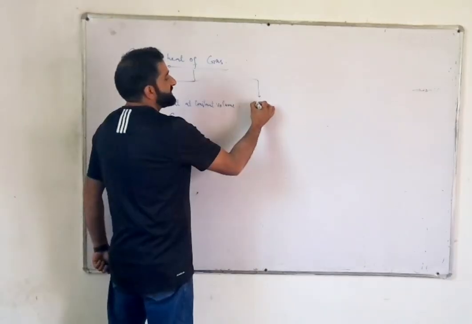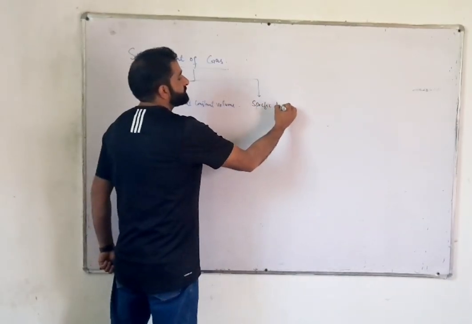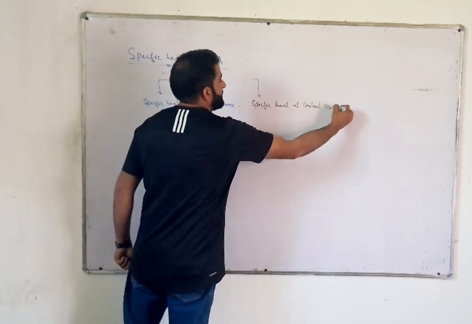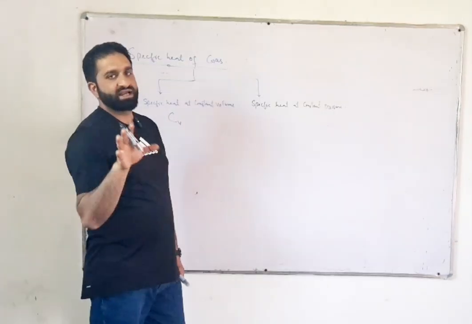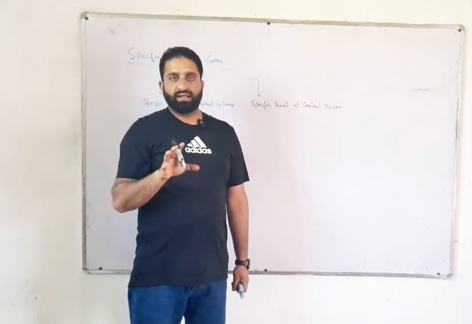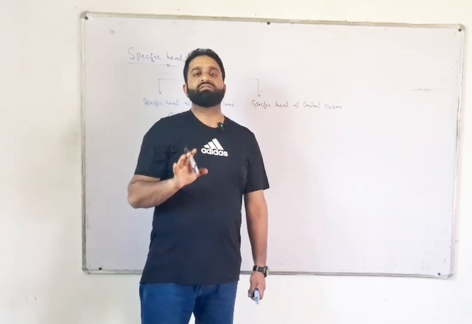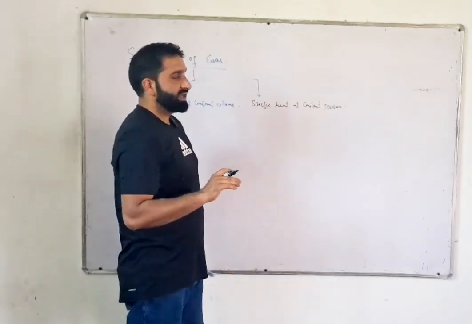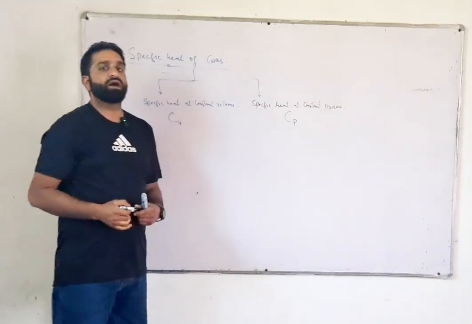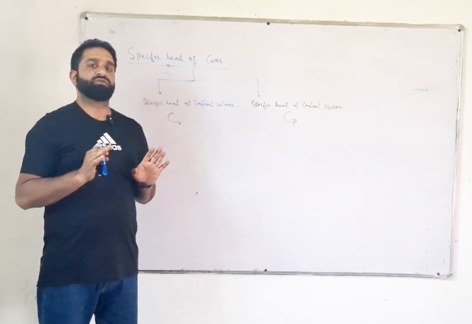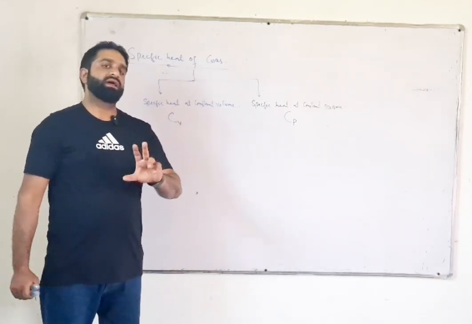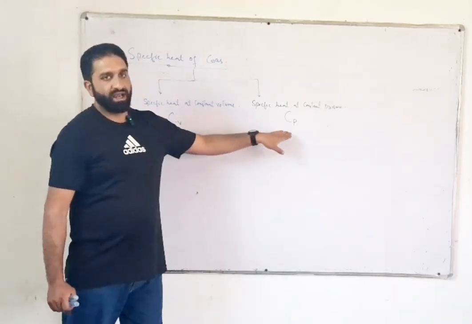And another is specific heat at constant pressure. The specific heat at constant pressure, as the name suggests, is equal to the amount of heat required to change the temperature of 1 gram of gas by 1 degree Celsius. Here the volume is not constant, here pressure is constant. It is defined as Cp. So we have two specific heats for the gas because of the large coefficient of expansion, unlike solids and liquids. We have Cv and Cp.